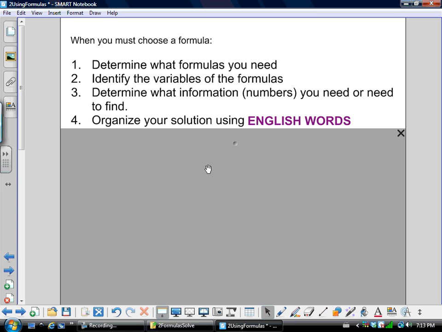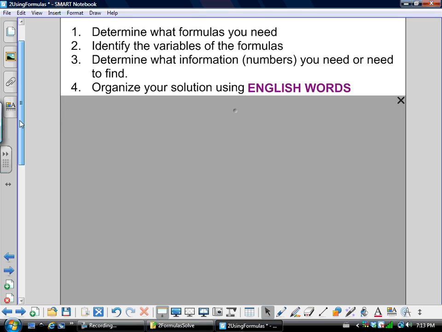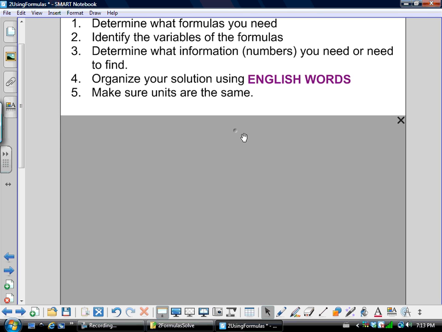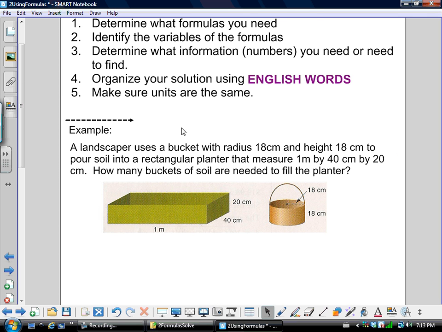Okay, so it's a little bit different than the other one. So I'm going to use some English in order to help organize our solution. And again, I need to make sure that my units are all the same. So let's look at this example.